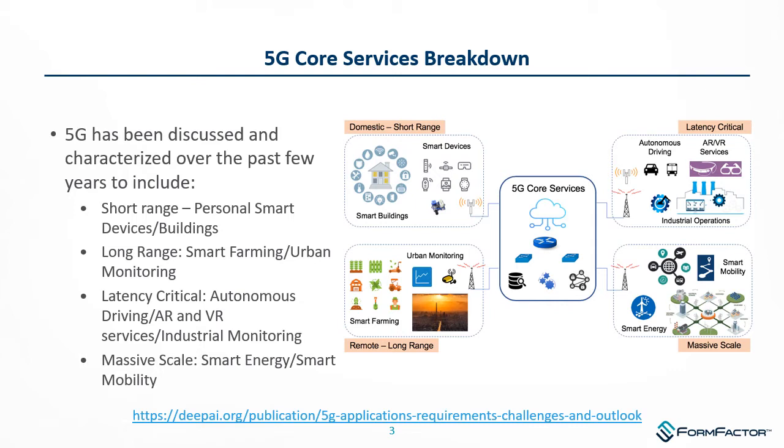Also, it will include smart buildings such as the Nest system for your thermostat in your house, as well as home security systems using cameras that are streaming to the internet. The next application is long-range use. This includes smart farming, where it will help to monitor plant generation, harvesting, and weather conditions, as well as urban monitoring that can look at air quality conditions, as well as traffic patterns.